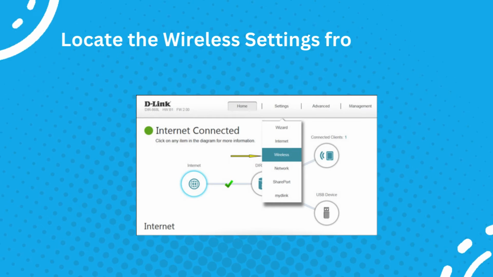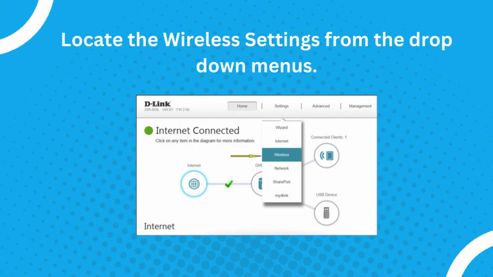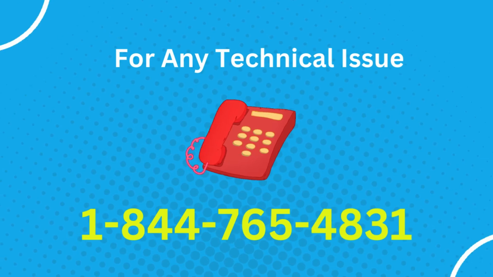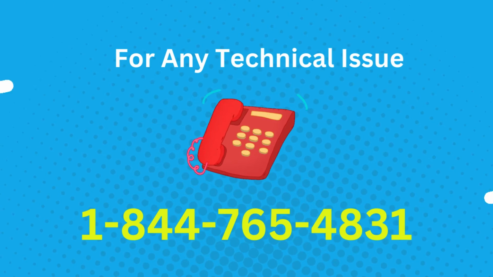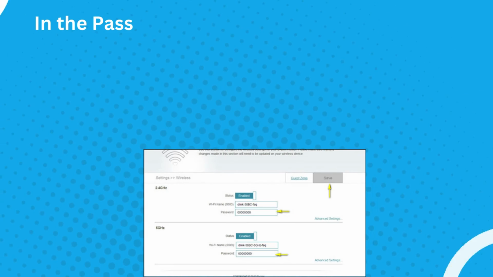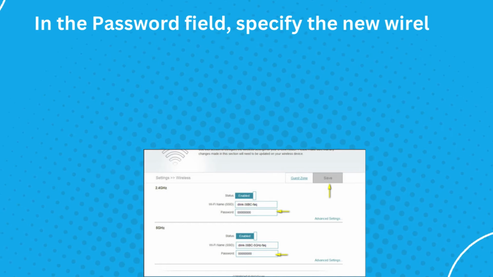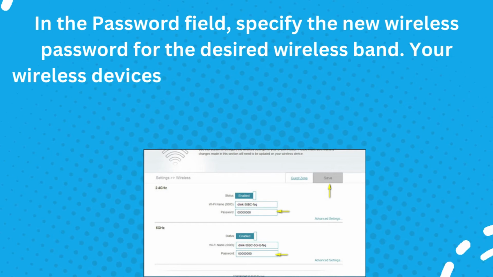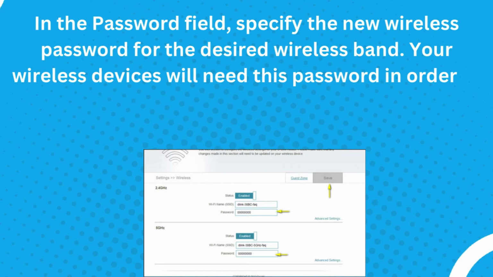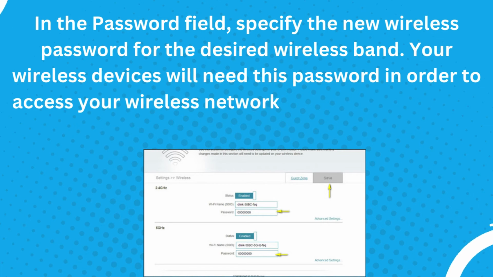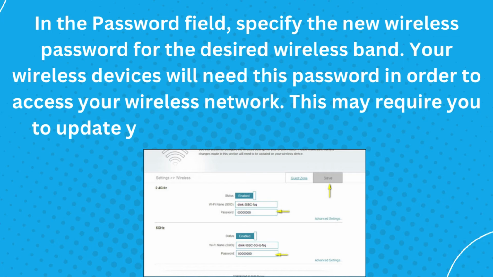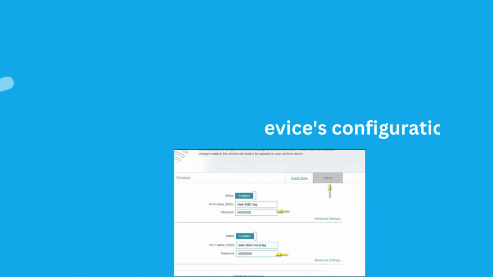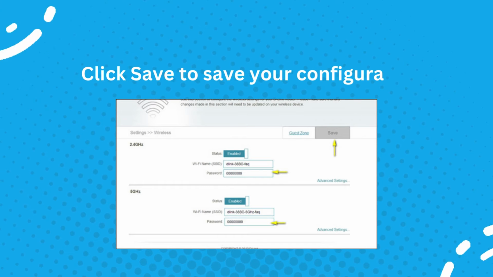Locate the wireless settings from the drop-down menus. In the password field, specify the new wireless password for the desired wireless band. Your wireless devices will need this password in order to access your wireless network. This may require you to update your wireless device's configuration. Click Save to save your configuration.